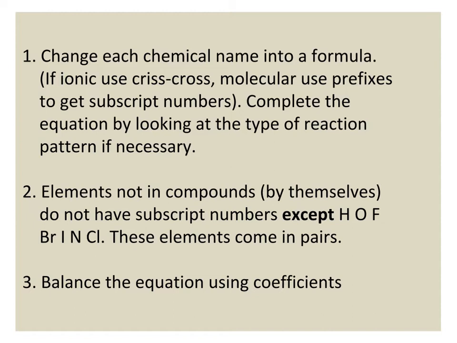Step number 2. If we have element names in our reaction that are not in a compound, so they are by themselves, they don't get any little subscript numbers, except if it's hydrogen, oxygen, fluorine, bromine, iodine, nitrogen, or chlorine. These elements are what are called diatomic. When they are by themselves in their pure elemental form, they actually come in pairs. So step 2 is if you have any of these special elements, put a little 2 beside them.